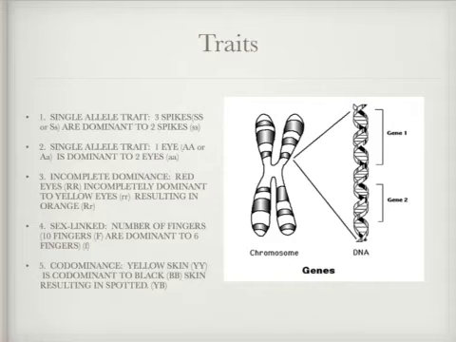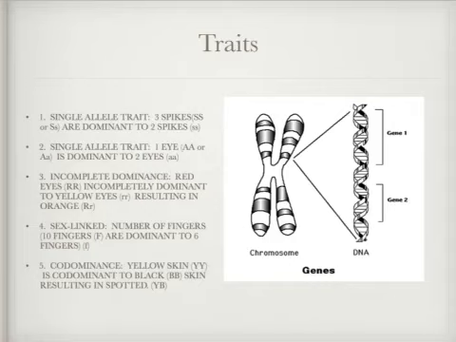My second single allele trait is the number of eyes. I said having 1 eye is dominant to having 2 eyes. Make sure on this page that you give me both the phenotypes, which is like the 1 eye or 2 eyes, and the genotypes. So for 1 eye, you could either be big A, big A, or big A, little a. And the 2 eyes is little a, little a.